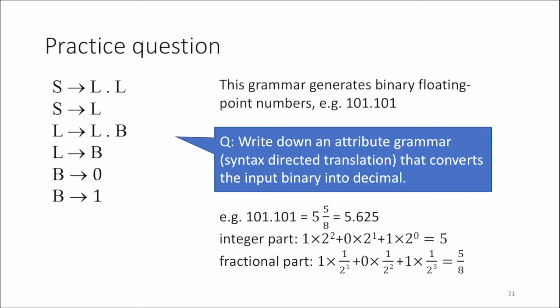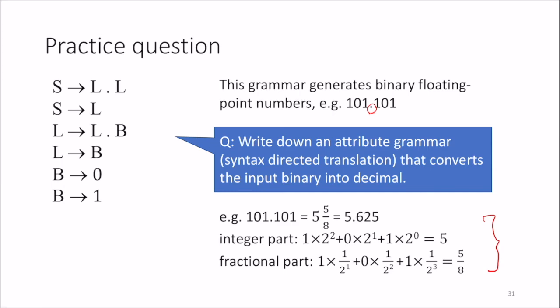There are a few practice questions for you to practice attribute grammars and syntax-directed translation. This one is a fairly simple grammar that generates binary numbers, but they are binary floating point numbers. So they have a dot there which separates the integer part from a fractional part. Your job for this attribute grammar is to provide the actions that can convert the input binary to a decimal value. And there's a worked out example here to show you what the math is behind it. What you have to do is unpack the math and put it into semantic actions for this grammar.